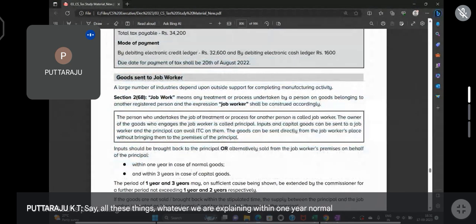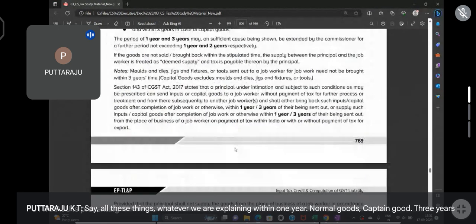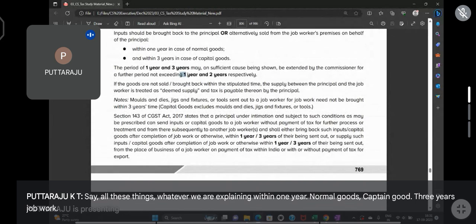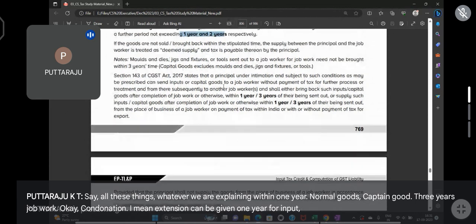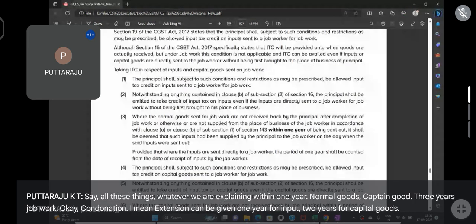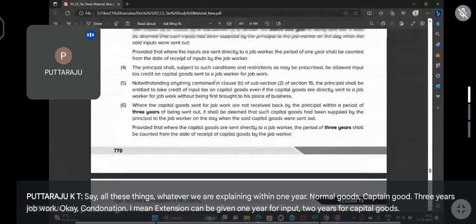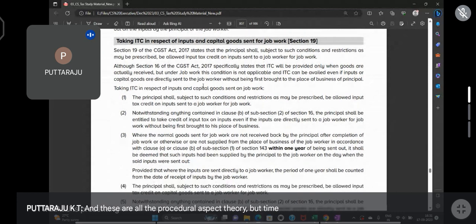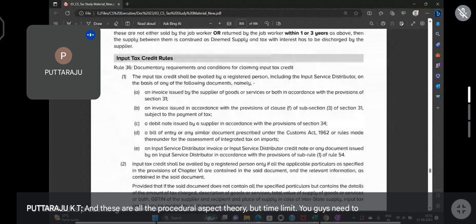Normal goods, captive goods: 3 years. Job work: the extension can be given 1 year for inputs, 2 years for capital goods. And these are all the procedural aspects, theory, but the time limit you need to remember.